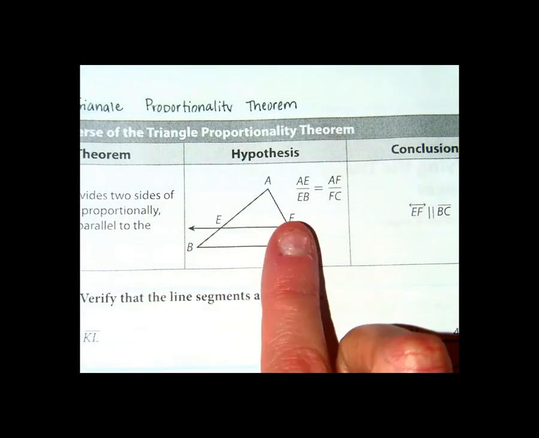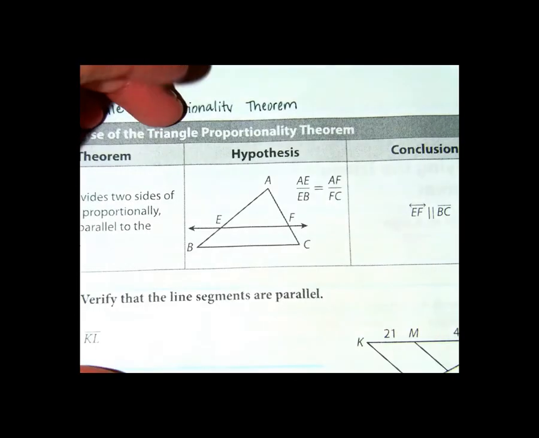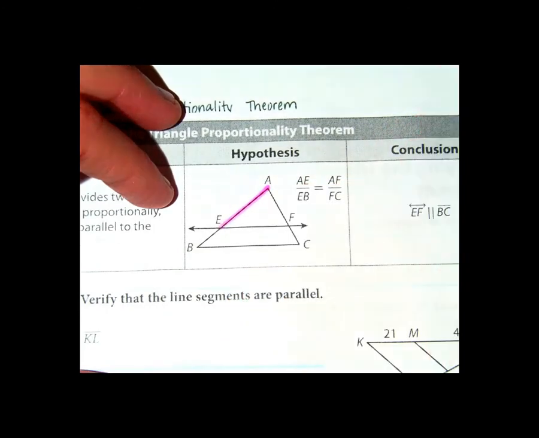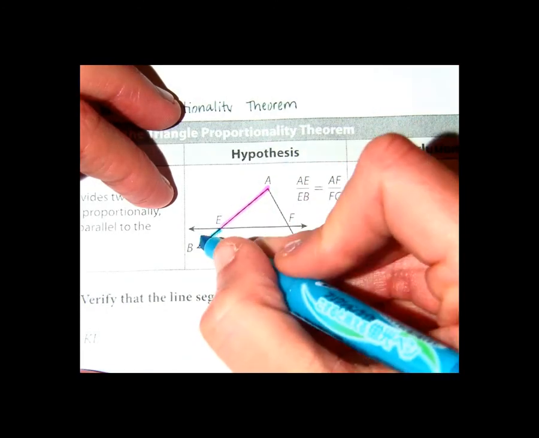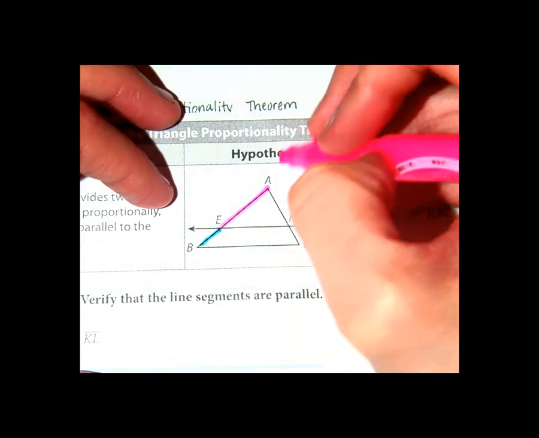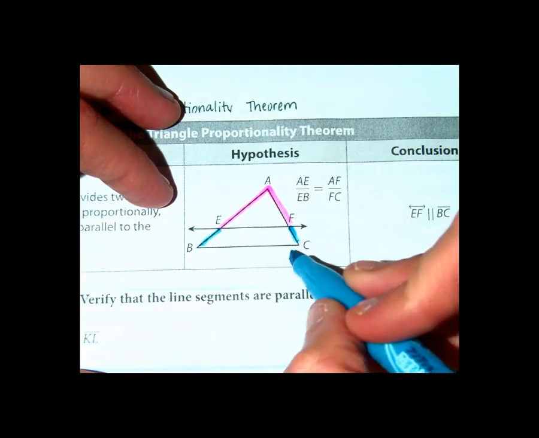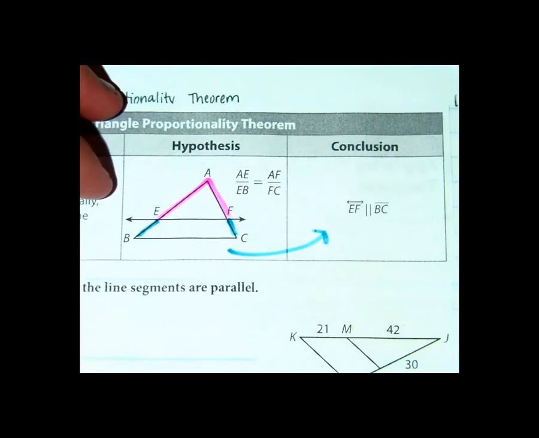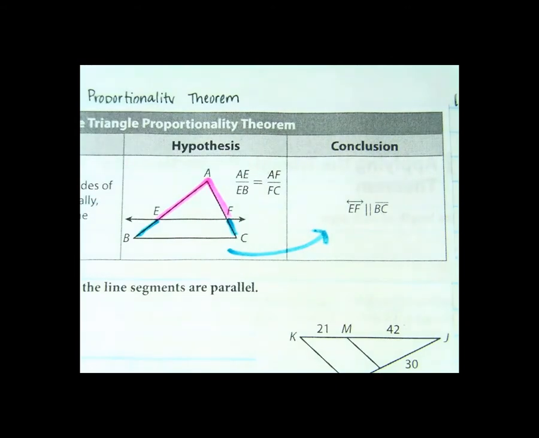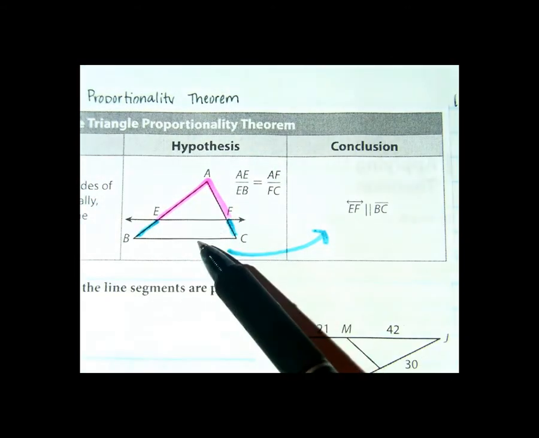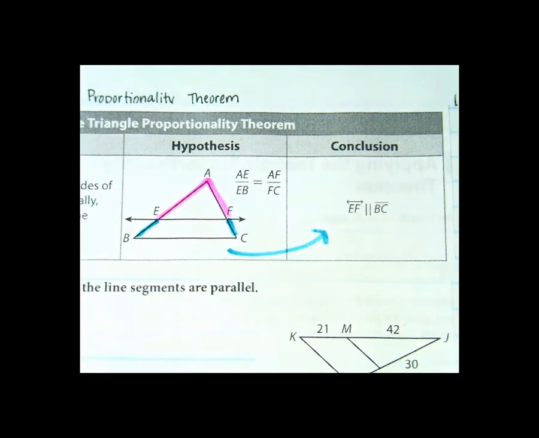So here's what we have. We still have that same picture, and they told us that AE over EB is equal to AF over FC. And if that is true, then we have parallel lines. That's what we're doing this time. If that is true, then EF is parallel to BC. While example 4 says verify, it is a proof, it's just not a complete formal proof. We're just going to make some statements to show it is.